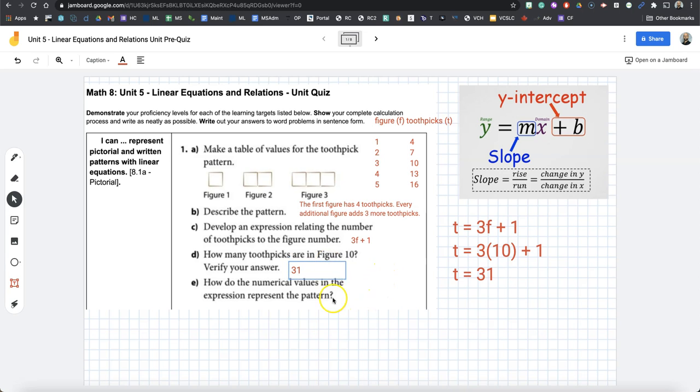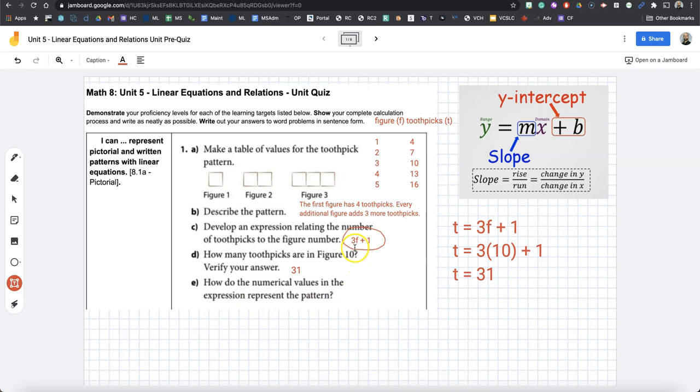Now, how do the numerical values in the expression represent the pattern? So we go back to the expression, and they want us to talk about the two numbers, 3 and 1. I'm going to take my best shot at putting this in word form, but if you don't have the perfect words for this, that's totally fine. You can express this in different ways.